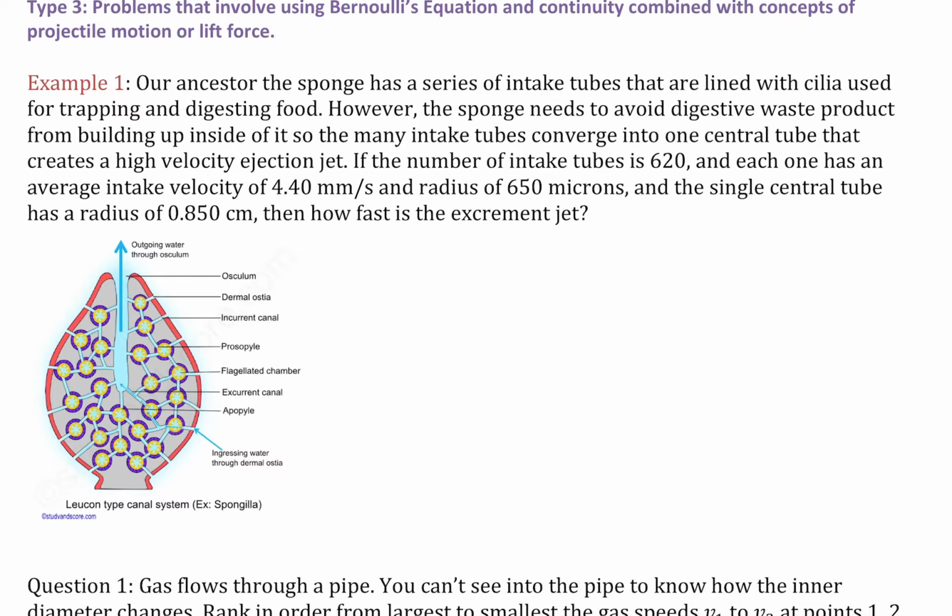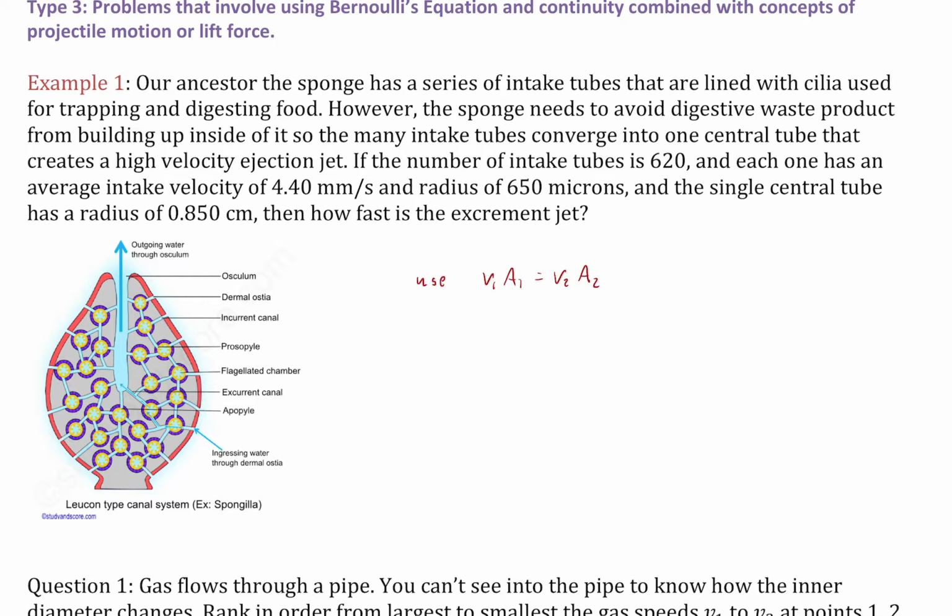If the number of intake valves is 620, and each one has an average intake velocity of 4.4 meters per second and a radius of 650 microns, okay, which is a millionth of a meter, and the single central tube has a radius of just 0.85 centimeters, okay, or 8.5 millimeters, then how fast is the excrement jet?